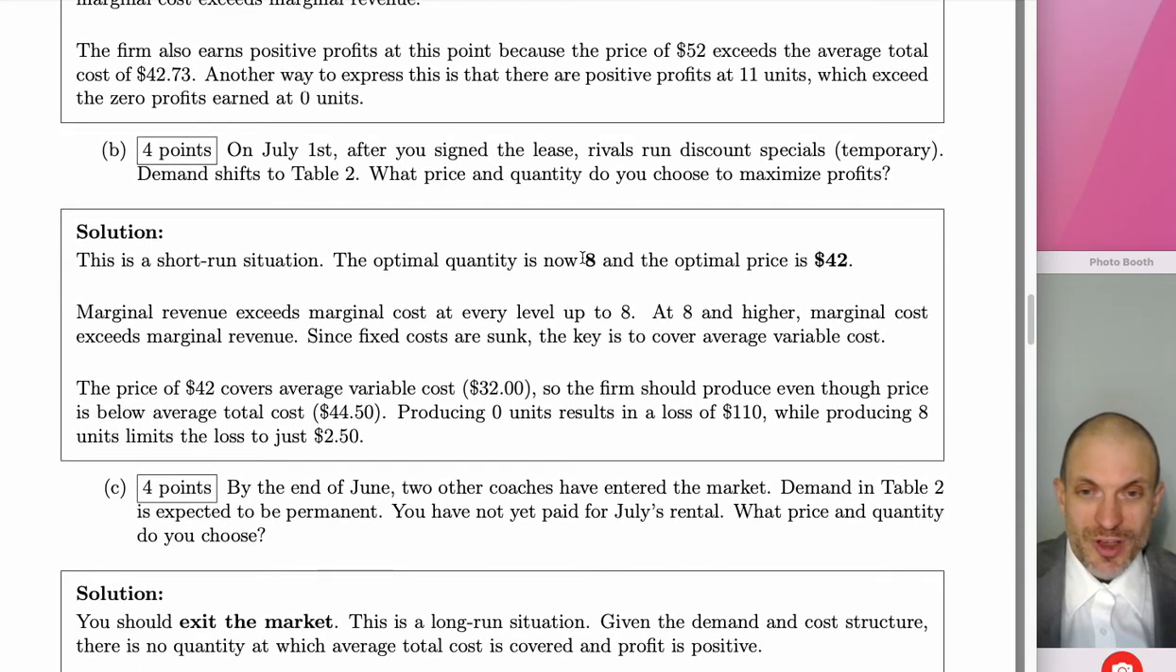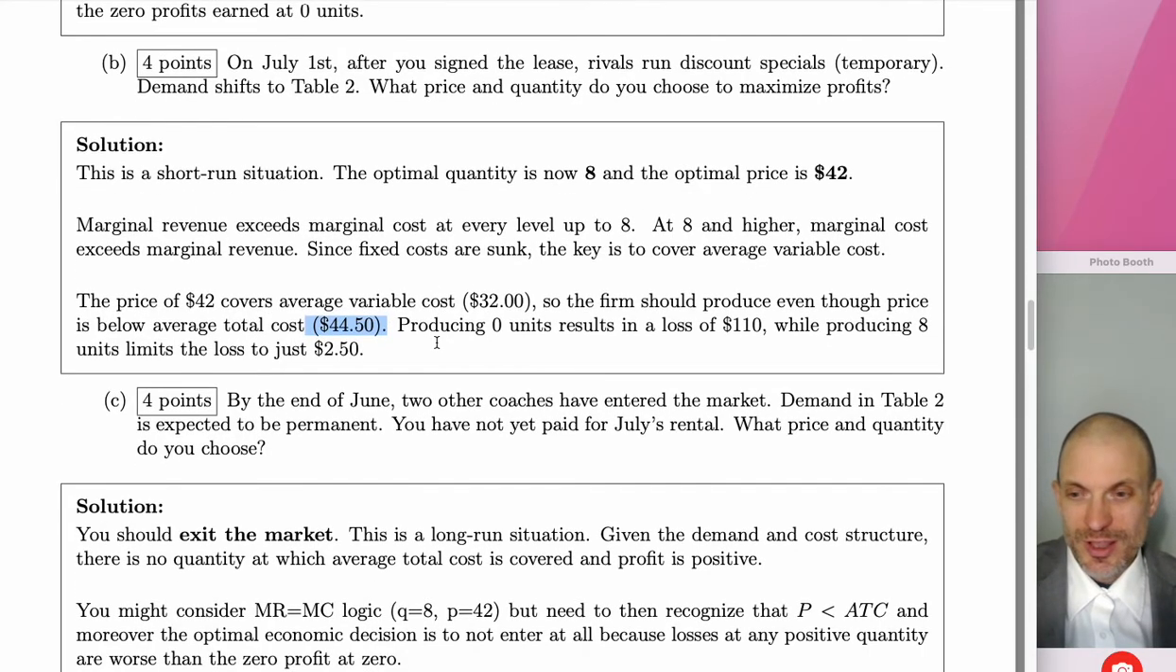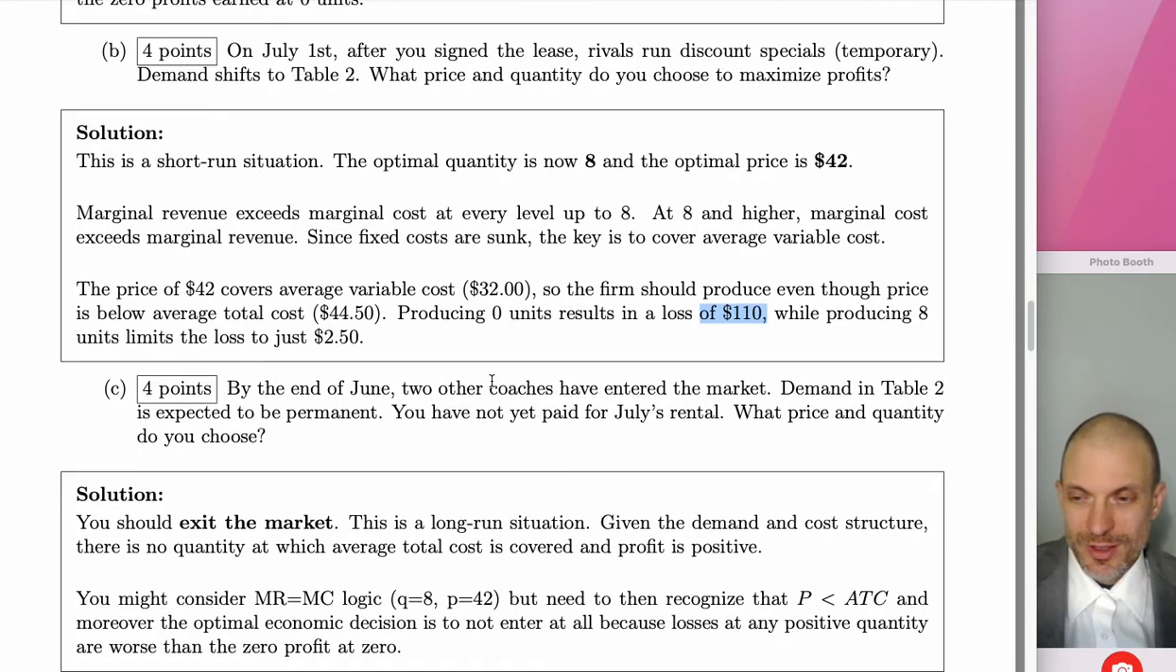In part B, we saw the candidate solution was 8 and price of 42, but we have to check, is price bigger than average variable cost? Otherwise, we'd actually rather shut down. It is, even though price is not bigger than average total cost, which means, yeah, for part B, we'll keep producing rather than lose the 110. Let's just go with the number I had in the table.